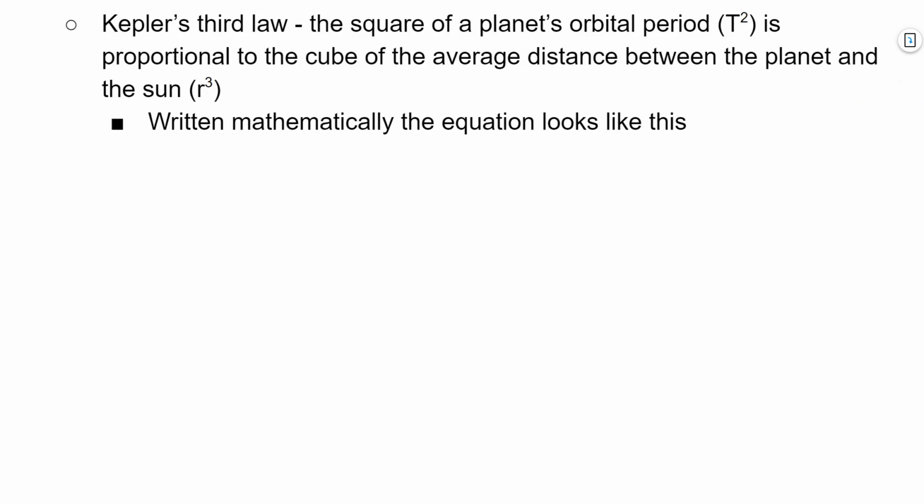Written mathematically, this equation looks like this. T, which is orbital period, squared. Then we have the proportionality symbol in the center, and then r for radius, cubed.